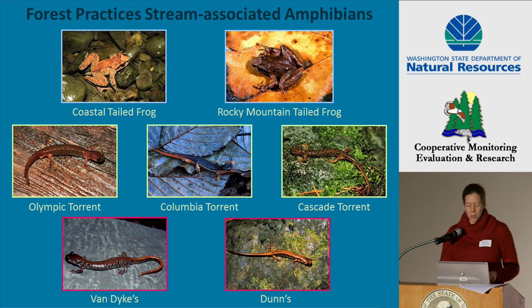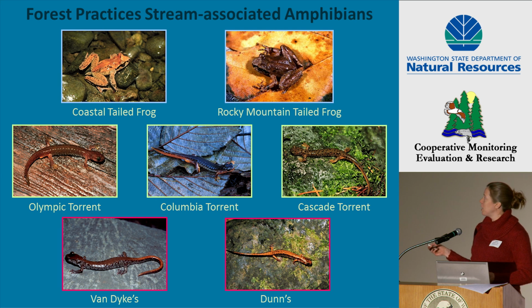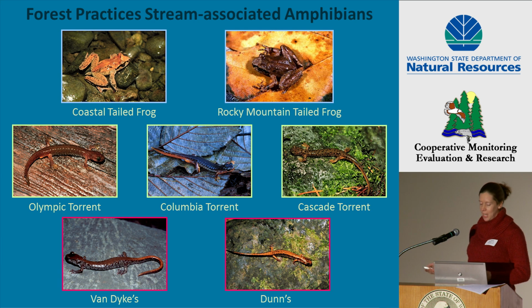All right, so the amphibians that we're talking about are forest practices, stream-associated amphibians. Again, there are 7 amphibians that are listed for protection under forests and fish, and those are here. We have 2 species of tailed frogs, coastal and Rocky Mountain, 3 species of Torrent salamanders, Olympic, Columbia, and Cascade, and then 2 species of lungless salamander, Van Dyke's and Dunn's.